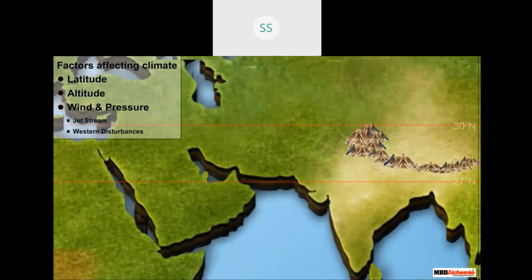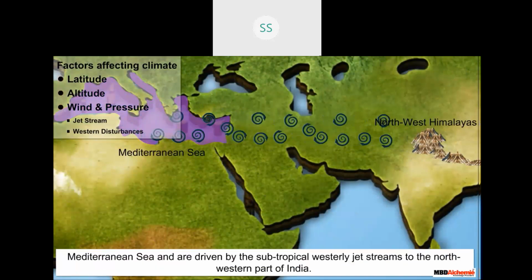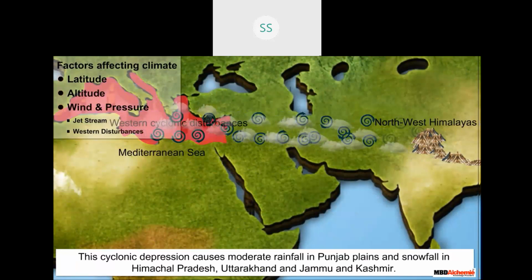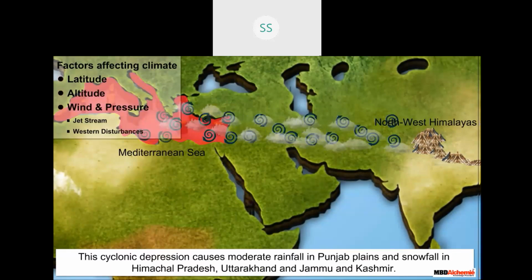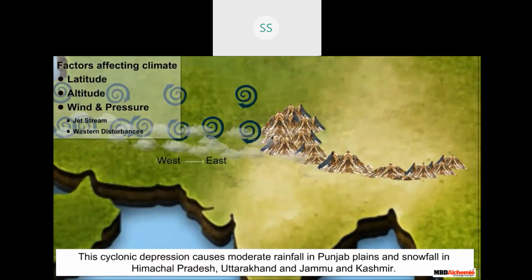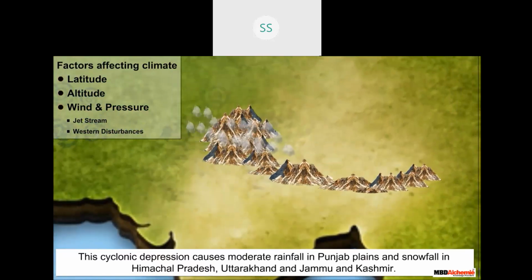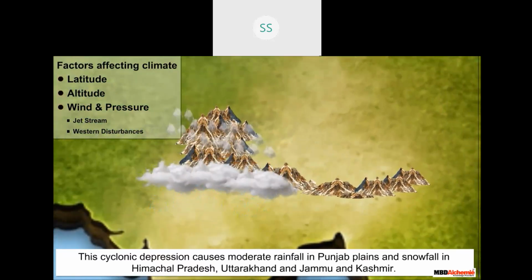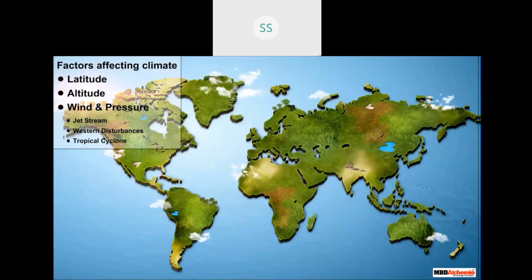Over 27 degrees 30 minutes north latitude, the subtropical westerly jet stream prevails. This is the region of the northwestern Himalayas where in the winter months cyclonic disturbances emerge with the westerly flow from the Mediterranean Sea towards the northwestern part of India. This is a temperate cyclone moving from west to east in the northern hemisphere. After hitting the Punjab plains of northwest India, the wind gets stopped and moderate showers occur in the plains, and there is snowfall in the hills of Uttarakhand, Jammu and Kashmir and Himachal.